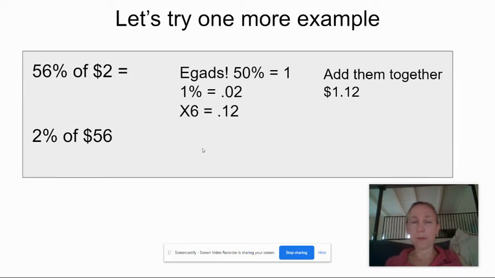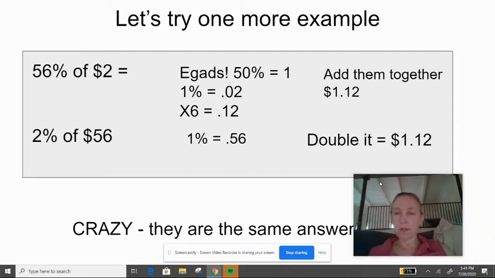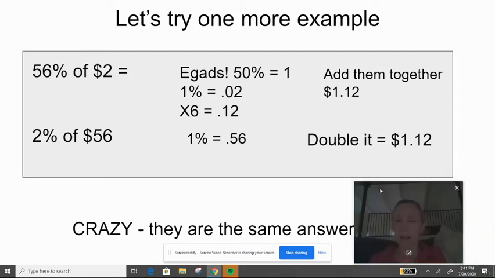We add them together. But I would prefer 1%, just move the decimal twice to the left, we get 56 cents. And then there's a couple ways you can double that. You could do 50 cents plus 50 cents, and then 6 cents plus 6 cents, and add them together. Or you could just think about 56 cents doubled, whatever makes more sense in your mind. But again, we get the same answer. So this switcheroo works. We can just change the order to make our lives easier.